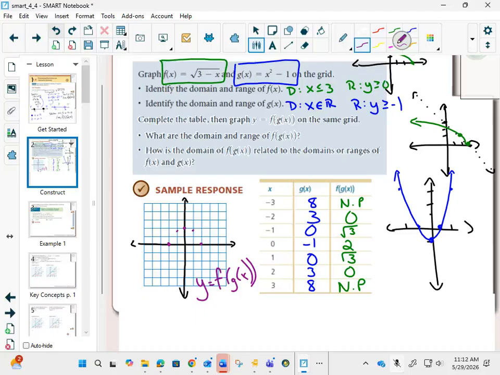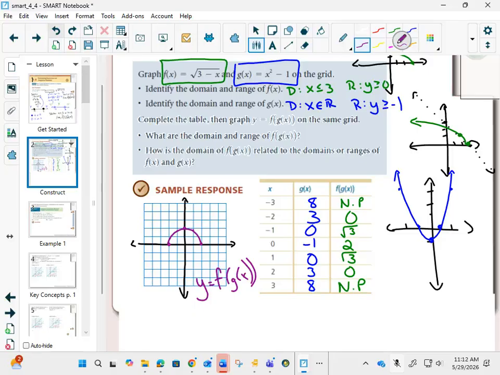Can I plug in 4? I mean, I guess technically, can I plug in 3? If I plugged in 3, I get 8. That's not possible. So it seems like this is the answer to my graph. Is that kind of weird? Is it right? How would we know? Okay, just using a table of values gives you an idea. In this case, that is the right graph.